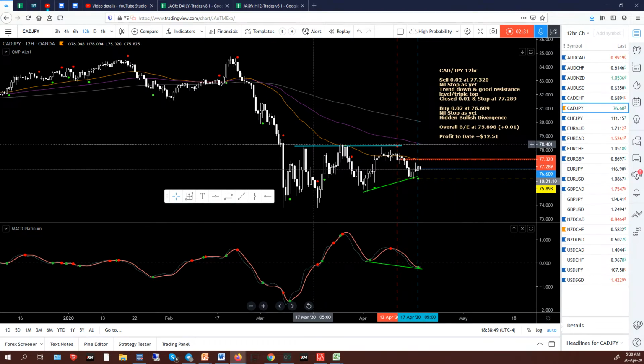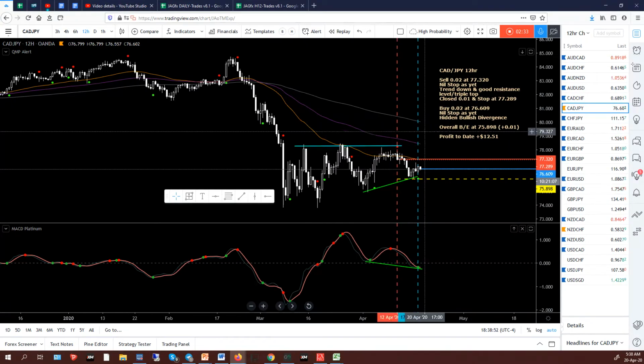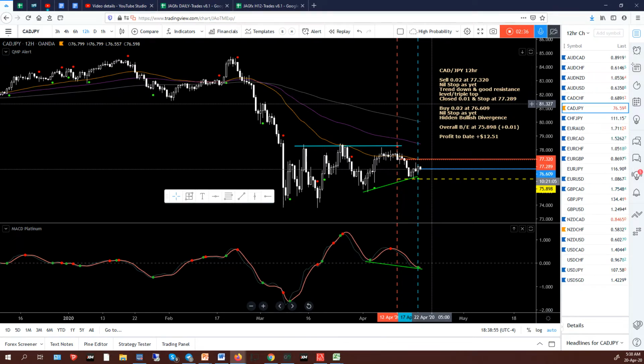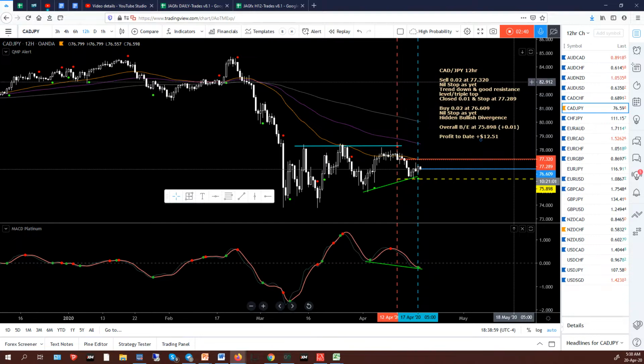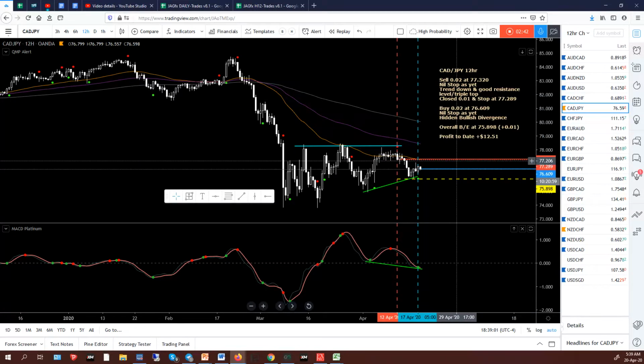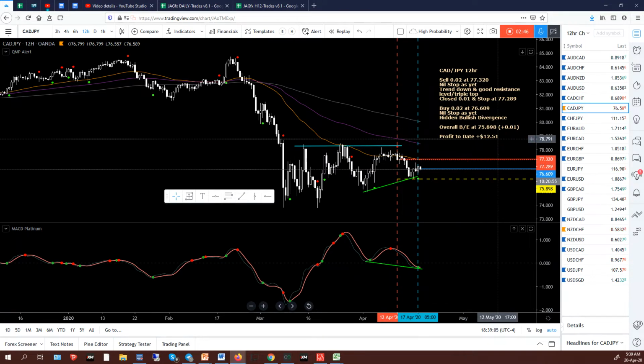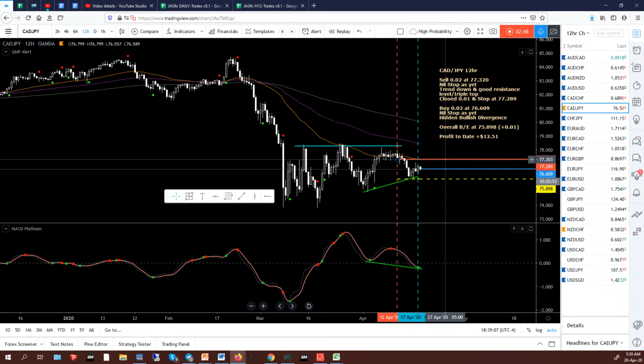Nice level, triple top there, that blue line. Blue trend lines show me something I'm interested in. And I've closed 0.01 to put a stop in at 7289, which is just below the entry. And that's that red dotted line you can just see underneath the red solid line. It's a bit hard to see, but there's a stop in place for the sell.